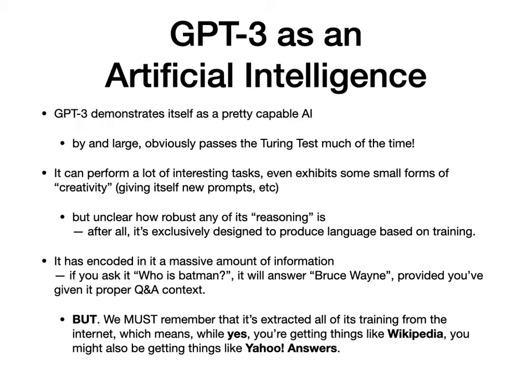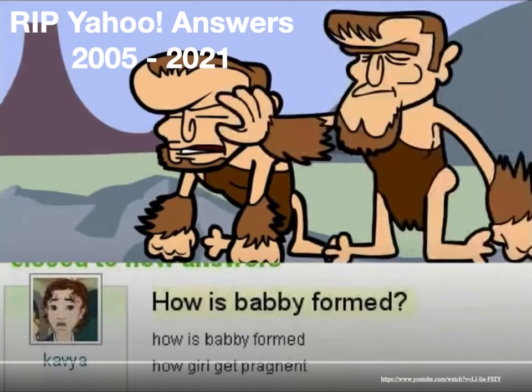All in all, though, it's encoded a lot of information, so it is a pretty powerful information wizard. If you ask it, who is Batman, it'll answer Bruce Wayne as long as you've given it the proper context around it. But you got to remember that it's extracted all of its training from the internet, which means that while you're getting things like Wikipedia, you might also be getting things like Yahoo Answers. Rest in peace, you sweet, stupid monster. The internet is a darker place without your brilliant, dumb light.